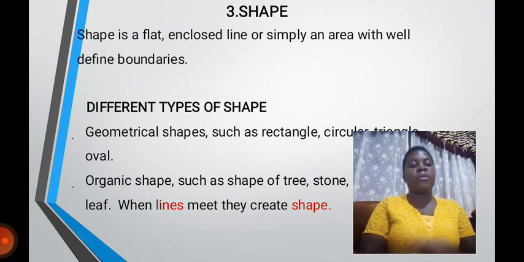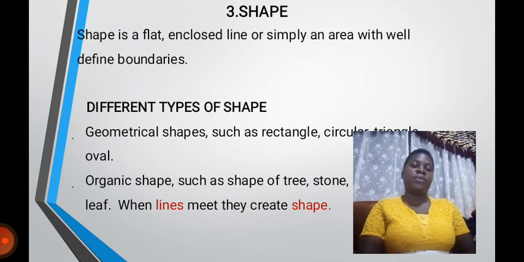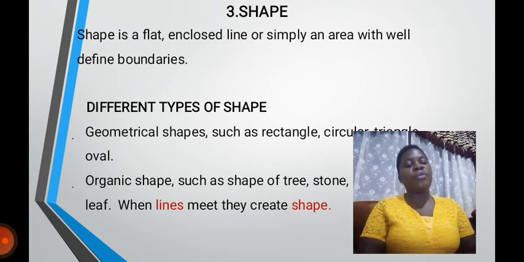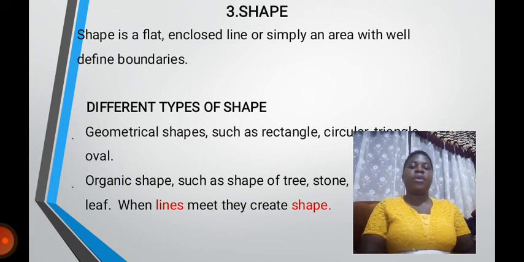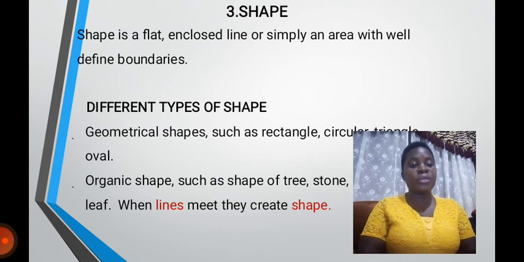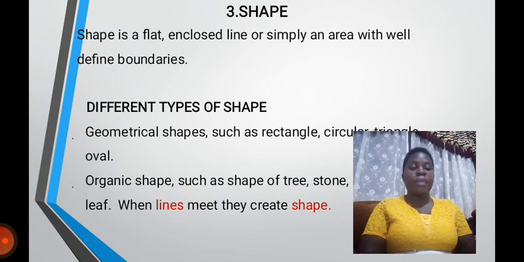You can write one of them, don't write all of them, just one. So what are the different types of shape, members? I know you are going to say rectangle, circle, triangle, oval. Those are all under geometrical shapes. Under geometrical, we have rectangle, triangle, circle, oval. These are shapes we create by our hands, and they are not organic.